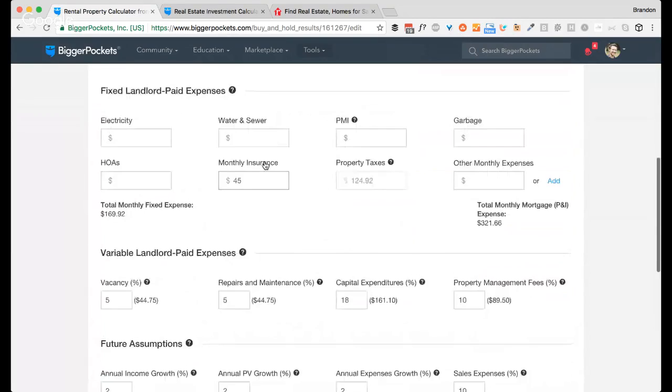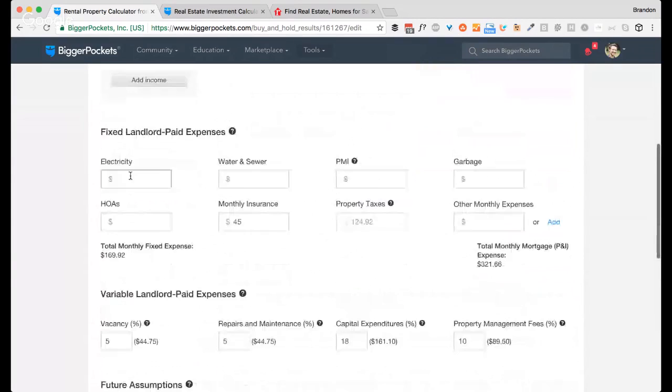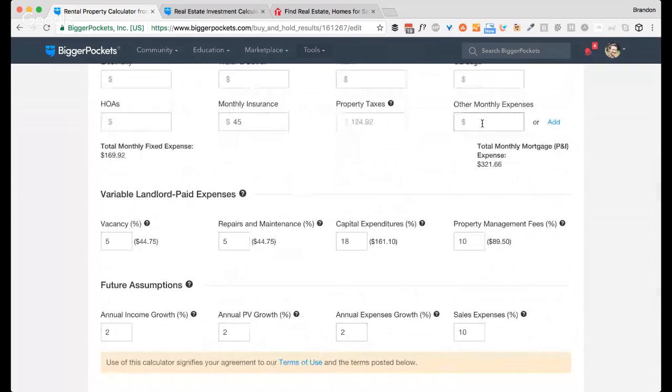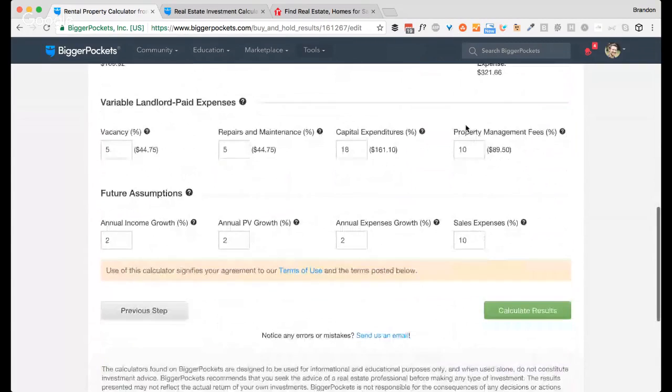Down below, we've got our expenses, things like electricity, which they're going to pay themselves, water, sewer, garbage, PMI, and monthly insurance. I'm going to put that in. Taxes are carried over from page 1. And then, were there any other monthly expenses? I don't think there were on this property, except for things like vacancy at 5%, repairs at 5%, our CapEx at 18%, and our property management at 10%.